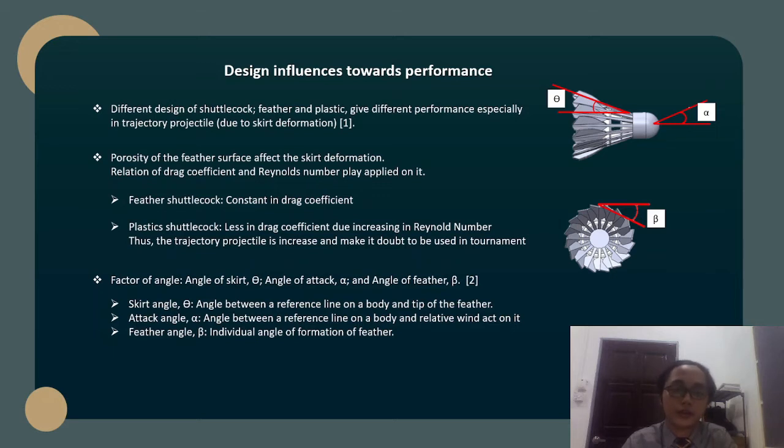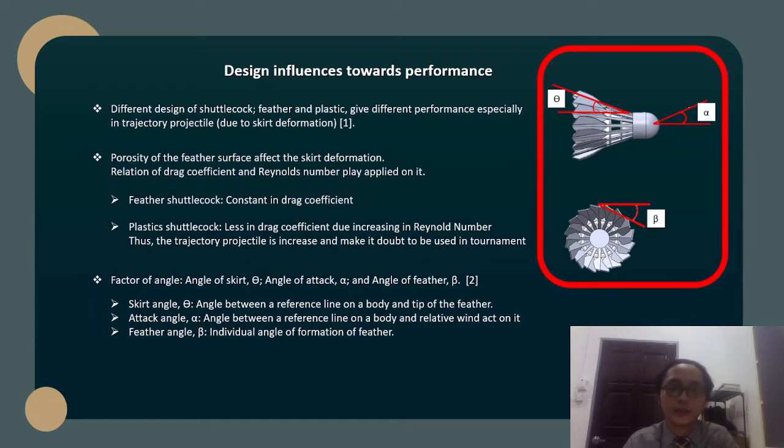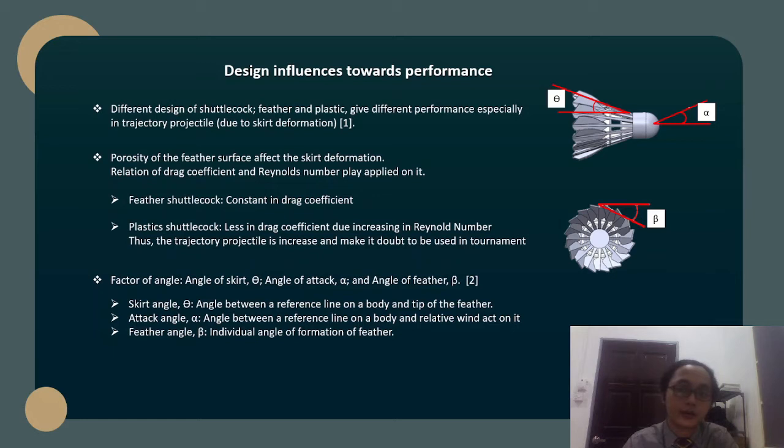For the factor of angle, there are three angles that play an important role in shuttlecock design, which are angle of skirt, angle of attack, and angle of feather. The symbols can be seen in the picture. To be more clear, skirt angle is the angle between a reference line on the body and the tip of the feather. It affects the drag coefficient, where a smaller skirt angle results in a smaller drag coefficient. So, the shuttlecock will fly longer, and vice versa.